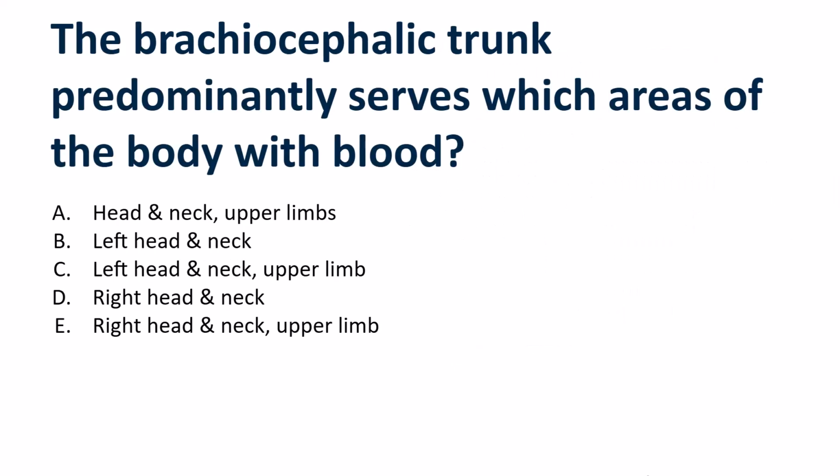So let's assess our knowledge. The brachiocephalic trunk predominantly serves which areas of the body with blood? Head, neck, and upper limbs? That's a little too much. The left head and neck? No. The left head, neck, and upper limb? No. The right head and neck? In part, yes. The right head and neck and upper limb? Yes, that is the right answer because we have the right common carotid artery as well as the right subclavian artery.